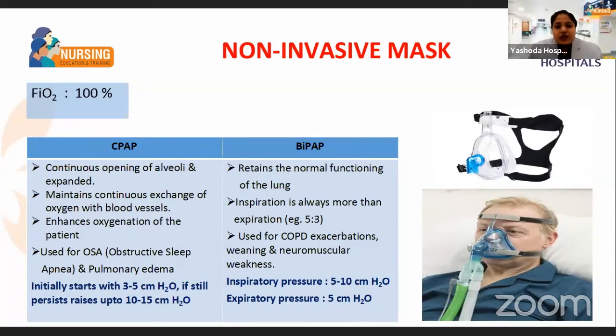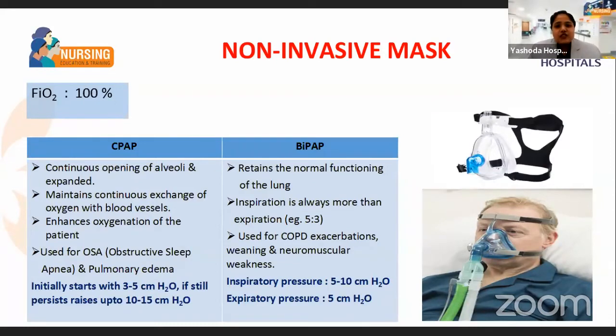The next device is BiPAP. What do you mean by BiPAP? It's bi-level positive airway pressure. It will make the lung function normally, like inhalation and exhalation, where we set the IE ratio. Inspiration should always be more than the expiration value. Inspiratory pressure is 5 to 10, whereas expiratory is 5 centimeter of water. That is how you adjust. It is mainly used for patients with COPD, weaning, and neuromuscular weakness. So that's about CPAP and BiPAP.